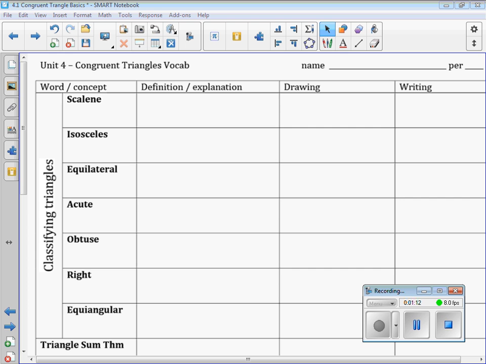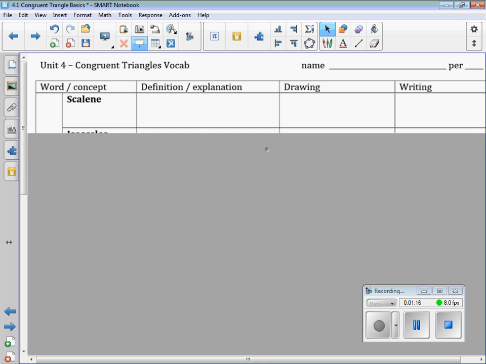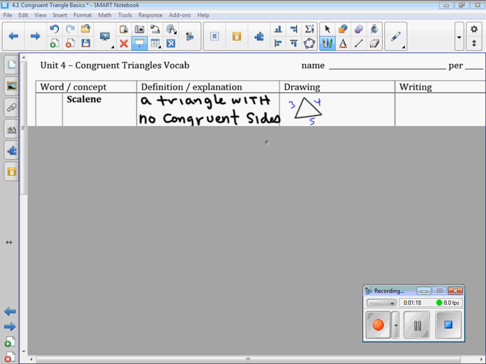Okay, here we are. We're back. Let's take a look at these vocabulary words. Let's start with the first one, scalene. A triangle is scalene if none of the sides are congruent. A triangle with no congruent sides. So here's an example of a scalene triangle: 3, 4, 5.